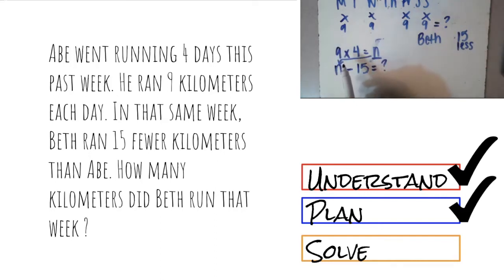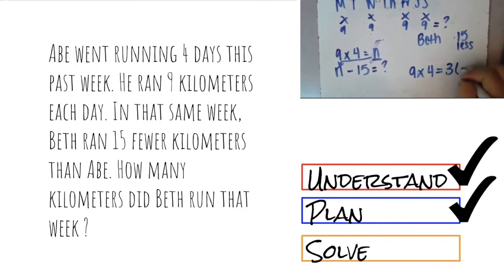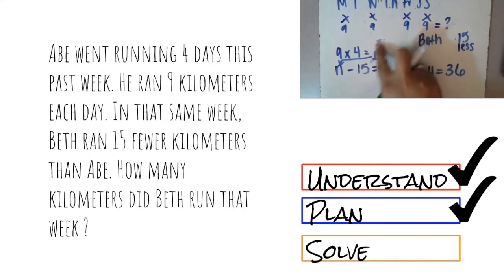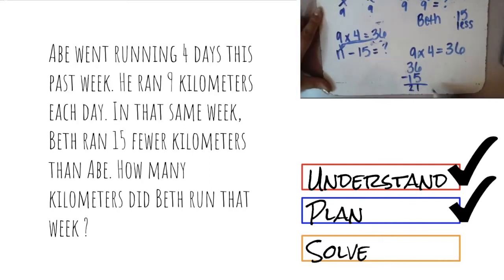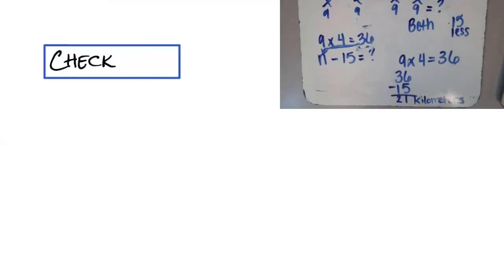So 9 times 4 equals 36. Now remember, that was n. So that means that's going to go down here. 36 minus 15 equals 21 kilometers. So now I have solved.